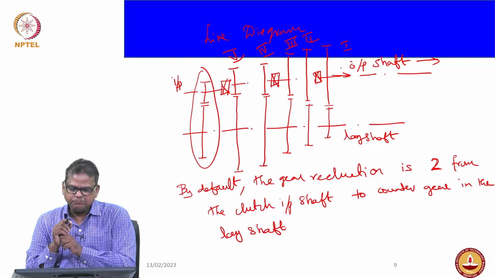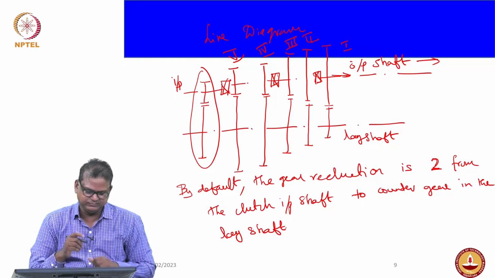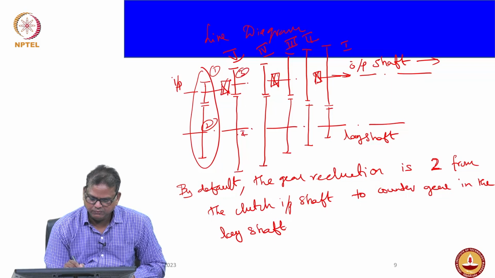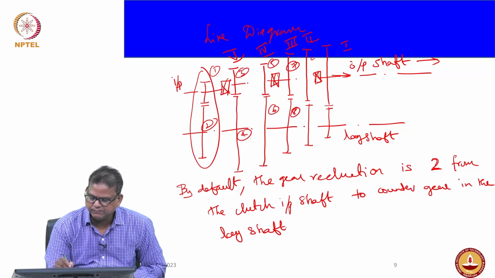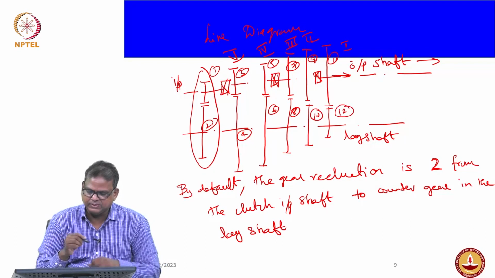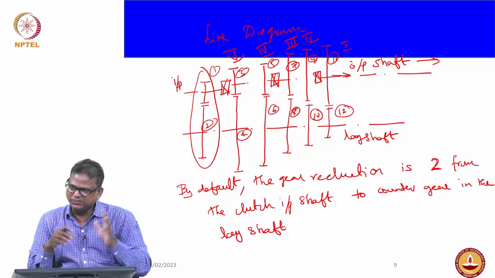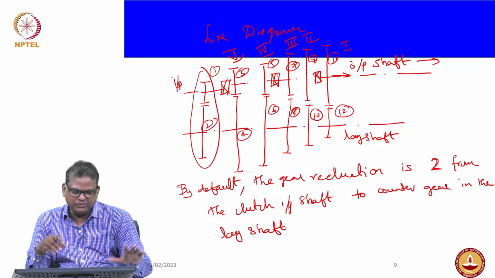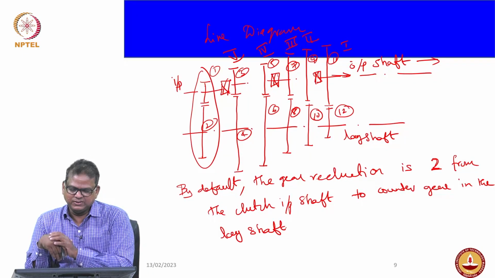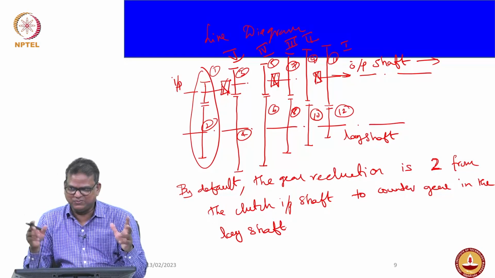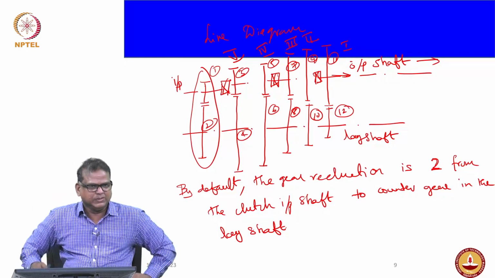Let me ask a question: which is the smallest gear here? This is the one, 1, 2, 3, 4, 5, 6, 7, 8, 9, 10, 11, 12. Which is the smallest gear here, please tell me. Gear 1 is already coming from the engine, so leave that. Ignoring 1 and 2, what about the rest of the gears? Good observation, it could be 3 or 12.